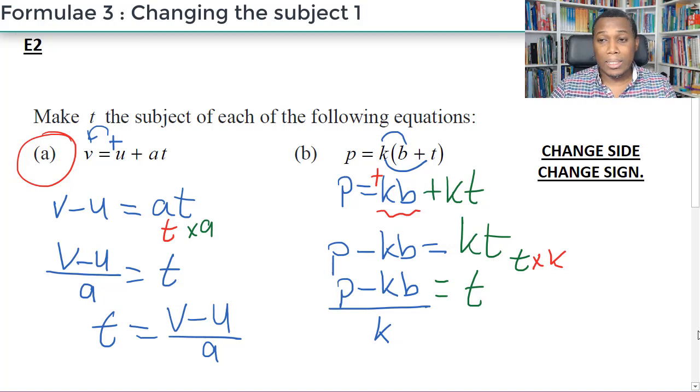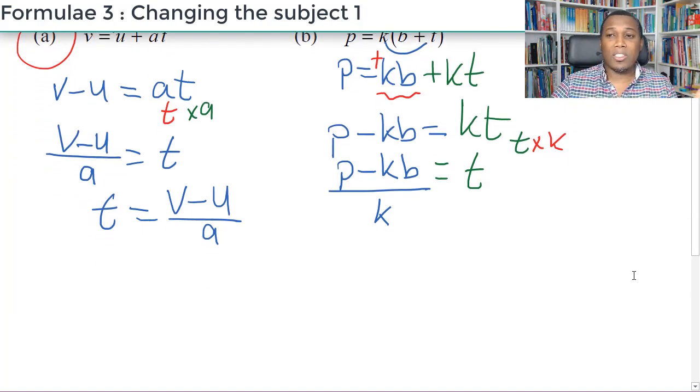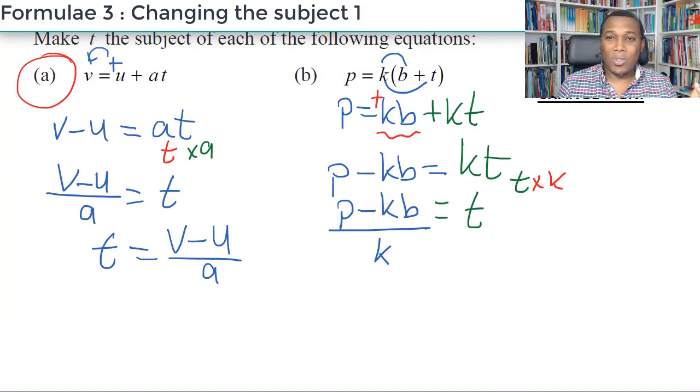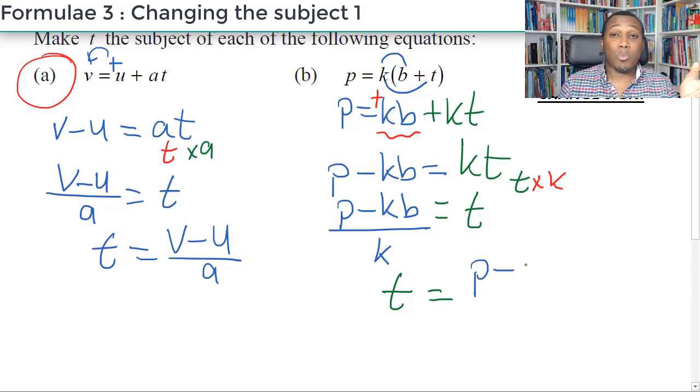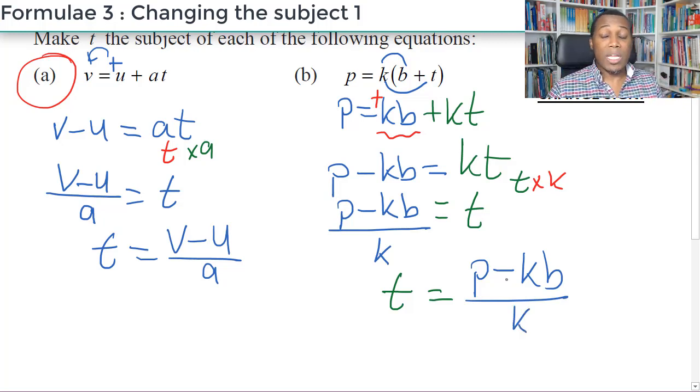T is already the subject, but if you want, and it is considered a nice thing to do, we can put T on the left-hand side and put the expression with P, K, and B, P minus KB over K, on the right. Not a necessary step, but a welcomed step, I would say.